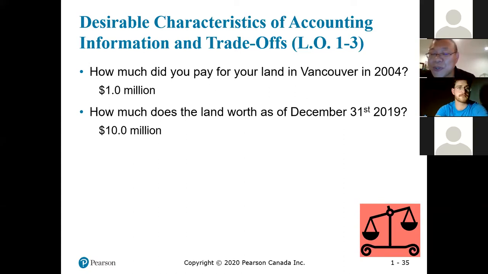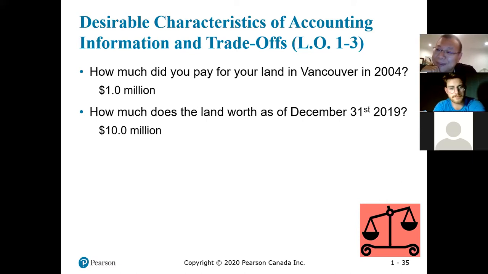Anyone? So at the end of December 31st, the appraisal of the land was 10 million. You purchased it in 2004 for 1 million, right? There are two numbers. At the end of December 31st, you're going to report your financial report for this land. Are you going to report it at 1 million or 10 million? But you can't report both, right?